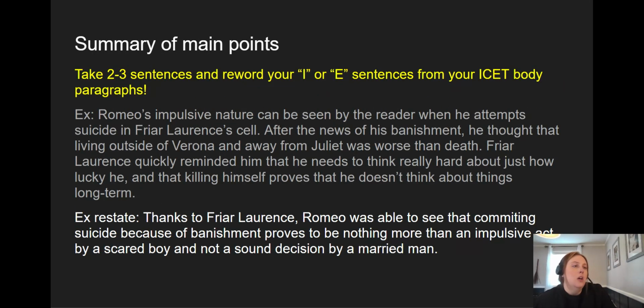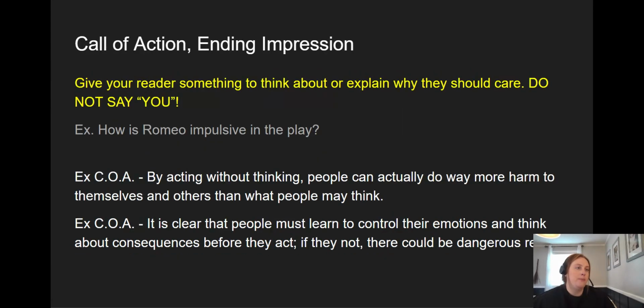Summary of main points is the same thing. You're just looking at those E statements, re-summarizing those E's, restating those E's from your ICCTs. Now, call to action is important, the ending impression. This is where you give your reader something to think about or explain why they should care, but do not say the word you. I don't want to see you. I don't want to see me. I don't want to see I, us, any of that in your essay, okay?